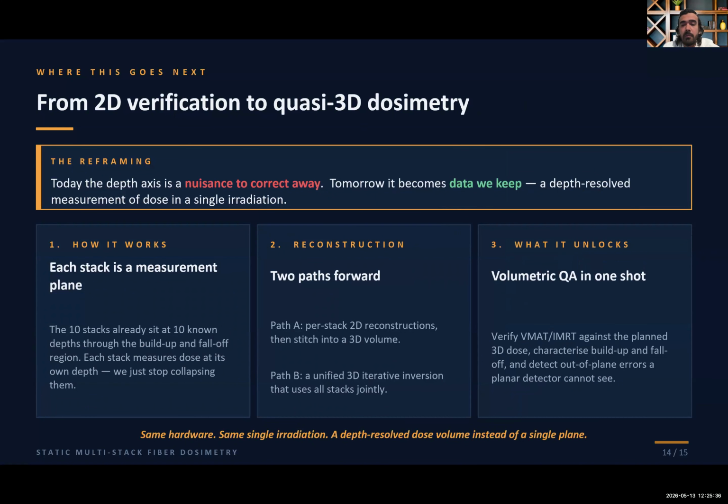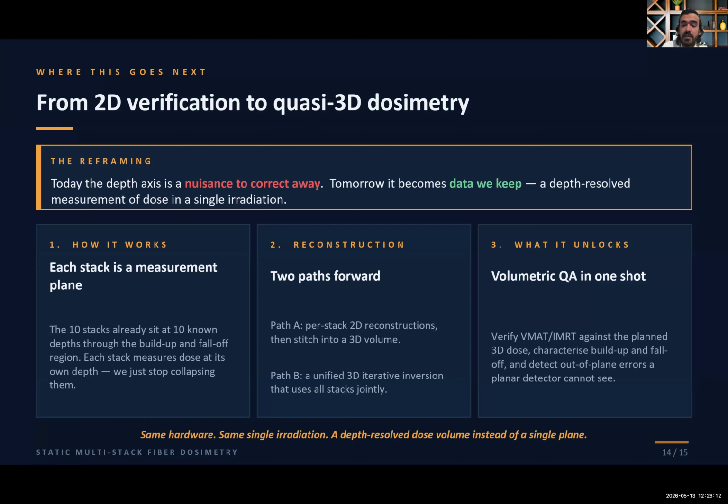This is the part of the work that I'm most excited about and where I think it's heading next. The detector we just described already contains depth information. Each of the 10 stacks lives at a different known depth, and each one independently measures dose at its own plane, spanning the build-up region, Dmax, and fall-off region. Right now, we treat the depth structure as a problem, right? For the depth we are using PDD to correct it. But it's not a problem, actually.